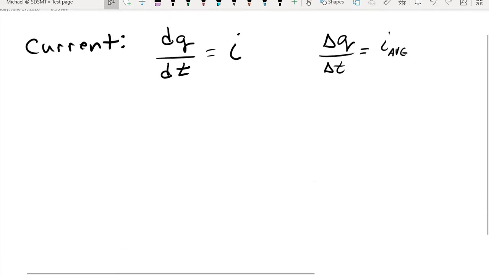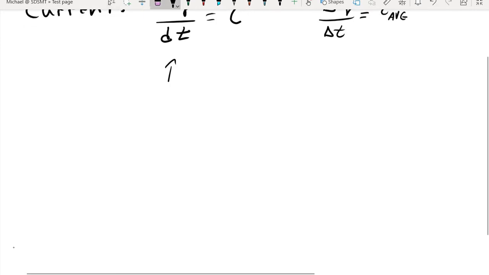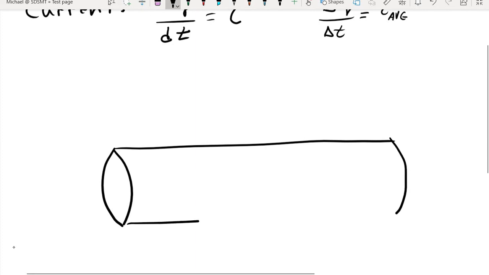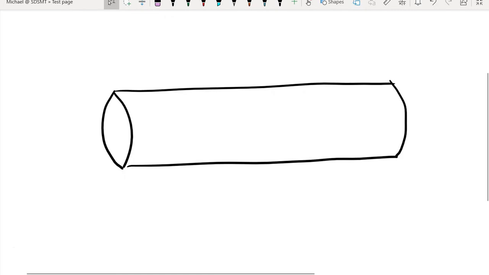So what are we going to do with that? Well, the current, or the rate at which our charge is going to move through any given material, is going to depend on the structure and the properties of that material. And so what we're going to do is draw a wire, a very, very thick wire here. And this wire is made of a conducting material, and we know from the first chapter in this semester that conducting materials allow for free charge motion.